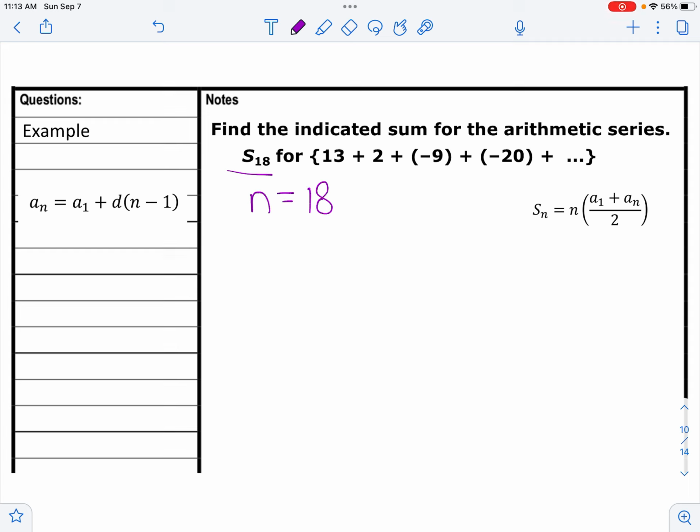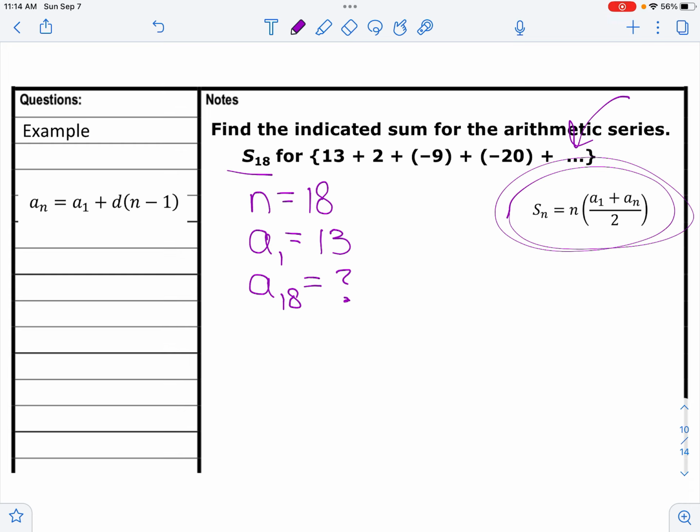Okay, do we know the first term? Yes, it's right there. It's 13. Okay, I also need a sub n, and in this case, n is 18, so it's a sub 18. Do I know that term? No, I don't. I know the first 4, but I don't know the 18th term. So in this case, this is a question mark. So before I can actually use this formula right here, I need to figure out my 18th term. I'm going to have to use that formula that we have already tried. So let's do that and then go from there.